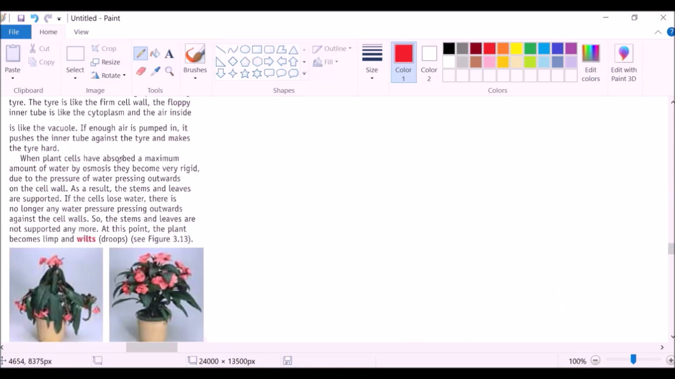When plant cells have absorbed a maximum amount of water by osmosis, they become very rigid due to the pressure of water pressing outwards on the cell wall. So this pressure is what we call turgor pressure. As a result, the stems and leaves are supported. If the cell loses water, there is no longer any pressure pressing outwards against the cell wall. So the stems and leaves are not supported anymore. So how does this happen?